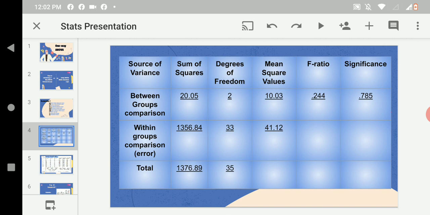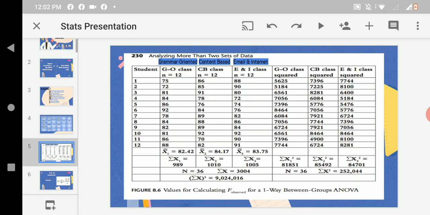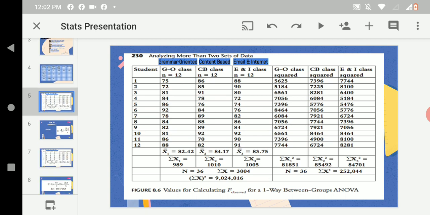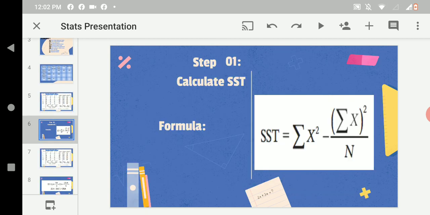And for us to know how to fill this table up, we need to have first our, of course, data. So in our data, we have 12 students and 3 groups. I already discussed this to you as well. So now, we will just be going to the calculation of the one-way ANOVA. In the calculation of one-way ANOVA, step 1 is we have to calculate the SST.